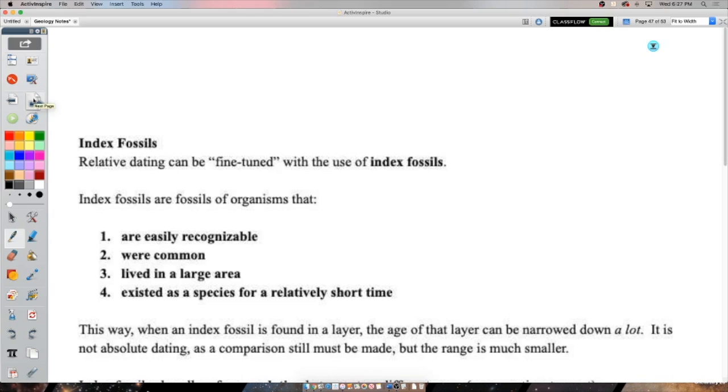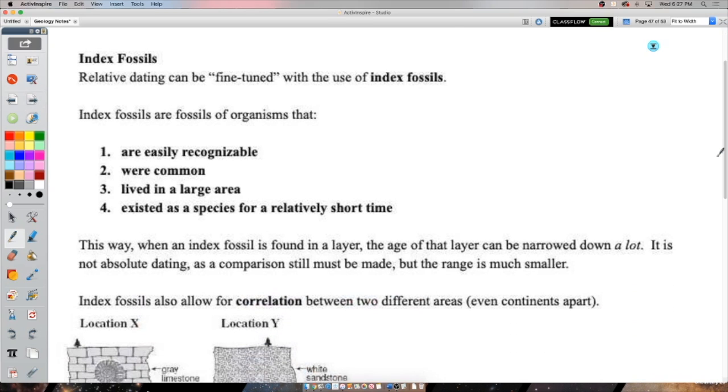Something that can let us fine tune our relative dating, where we can make it a little more precise than just saying, well, it's older than this layer. I don't know how old this layer is, but it's younger than that one, is using something called index fossils. So index fossils are types of fossils from organisms that meet these four criteria.